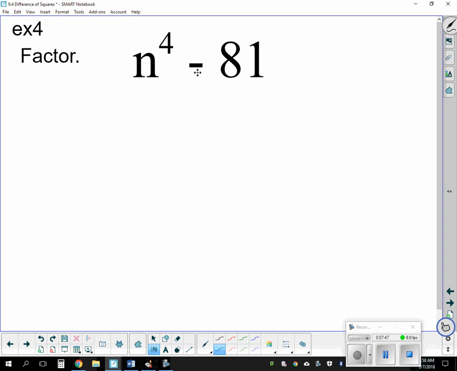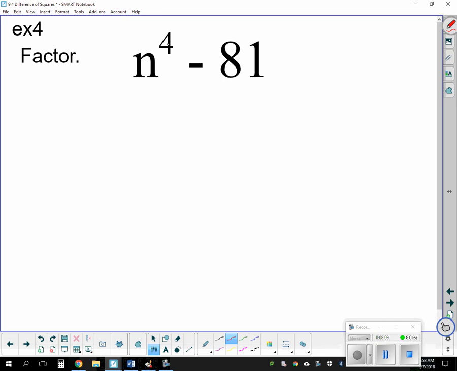Okay, GCF in all the terms? I don't see one. Is it a difference of squares? Well, it's definitely a difference. Is this something squared? Yeah, that's 9 squared. Is this something squared? Maybe you said, no, it's something to the 4th power.